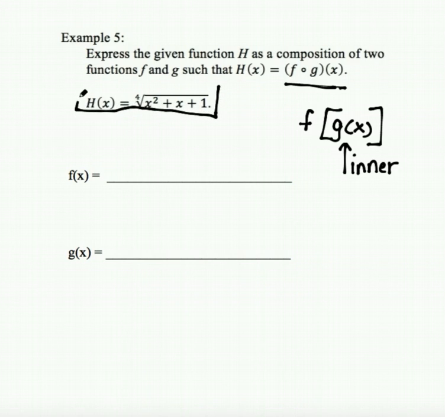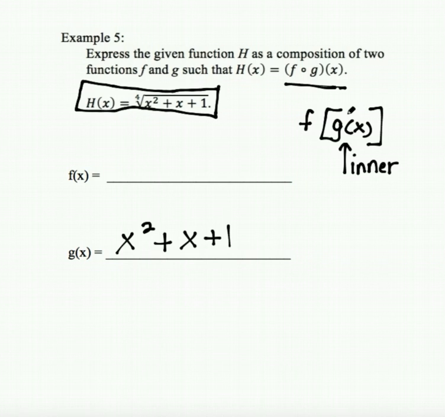All right, so what we need to do is take this function h of x is equal to the fourth root of x squared plus x plus 1 and decide what we think the inner part is. Okay, and in my opinion, I look at this and I say, okay, the inner is what's under the radical. So I'm going to call the inner, which I know is g of x, x squared plus x plus 1. So that's my inner part.